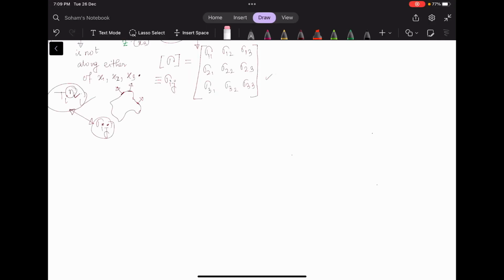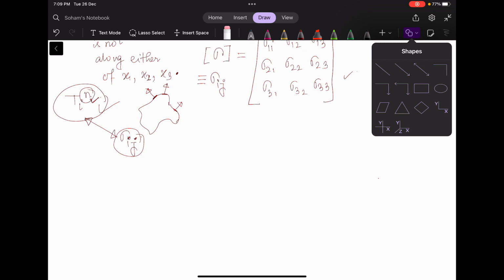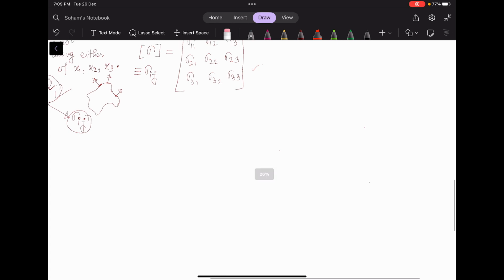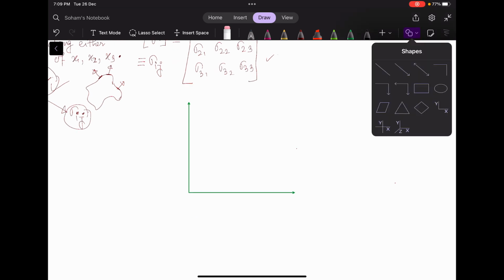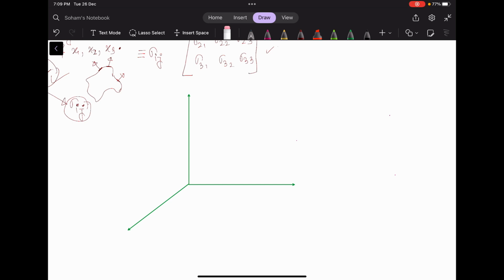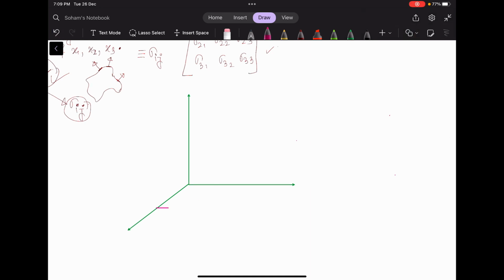Okay, so now let me draw again the coordinate axis, sorry, I'm extremely sorry, to establish the relation between the traction vector and sigma ij, the stress tensor. This time I will take a tetrahedron instead of a cube as my infinitesimal volume.